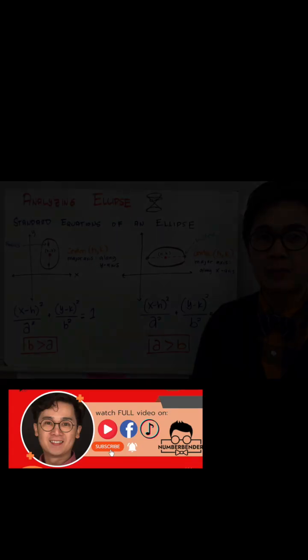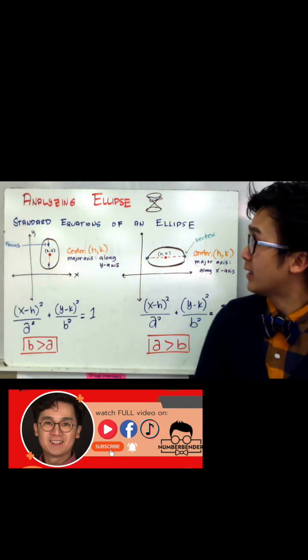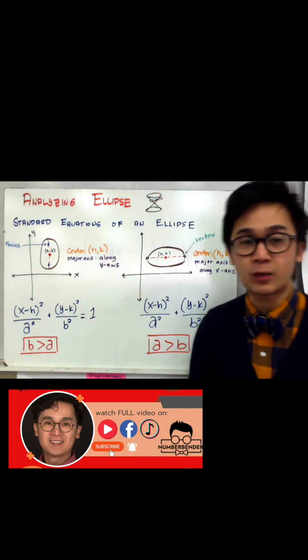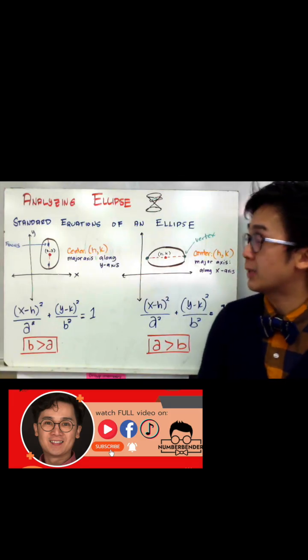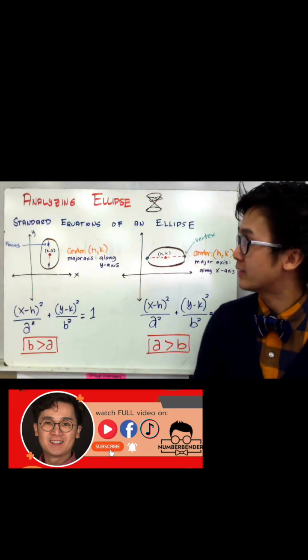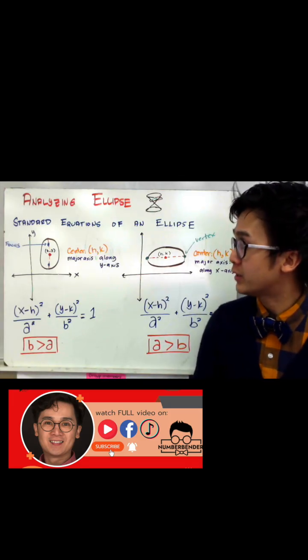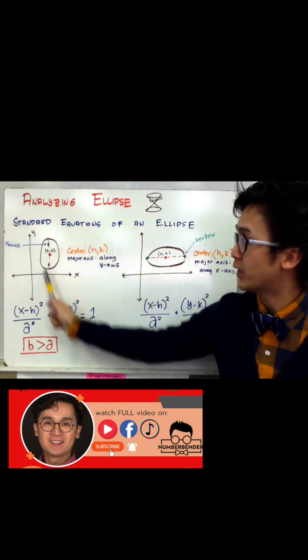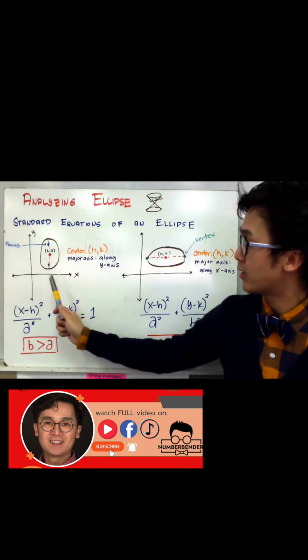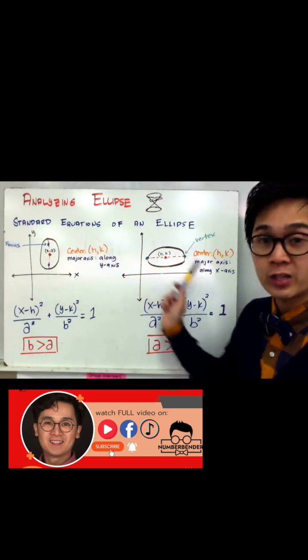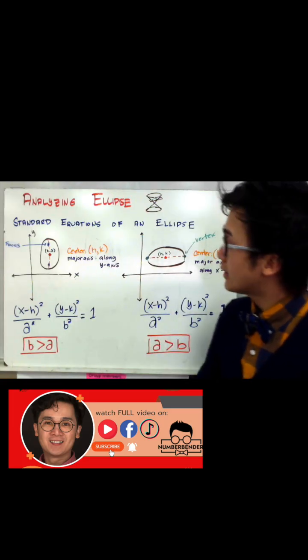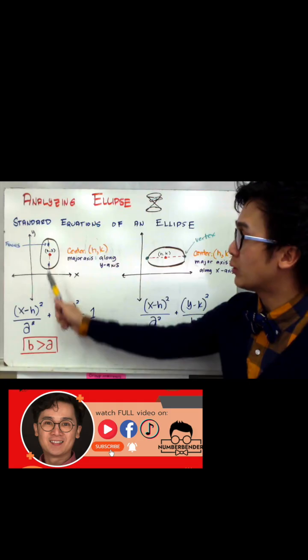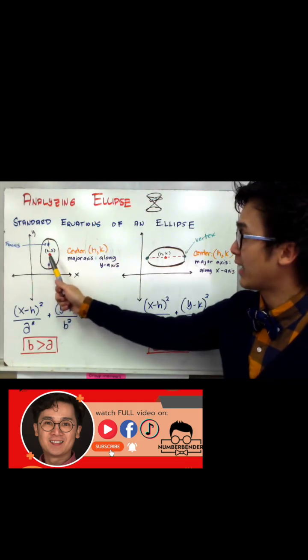Now today we're going to be analyzing the ellipse given a graph and given an equation. Now the standard equation of an ellipse, just like the parabola, has two sets. The first set is the equation wherein our ellipse is vertically oriented and the other one is an ellipse that is horizontally oriented.